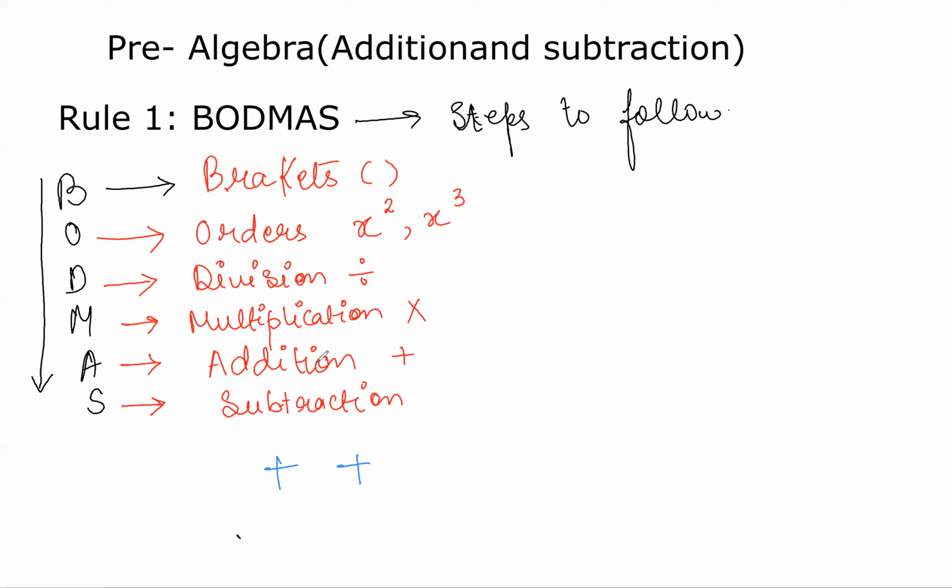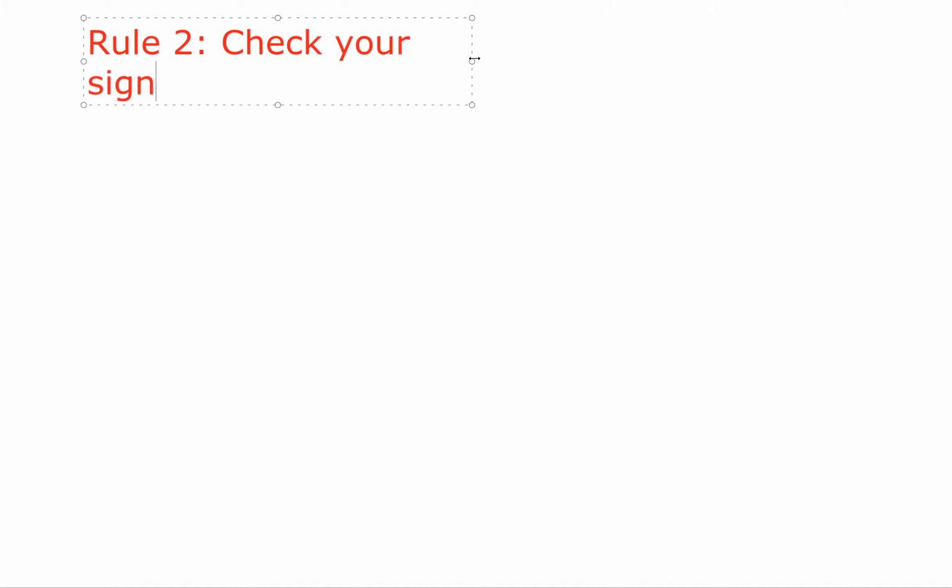Why am I telling you this? Because when we solve questions, you have to keep BODMAS in your mind. This is the easiest way to understand how we solve any question given to us. So that's my rule 1. Now let's see what rule 2 is. Rule 2 is related to signs. Rule 2: check your signs. I will explain with examples in a while.